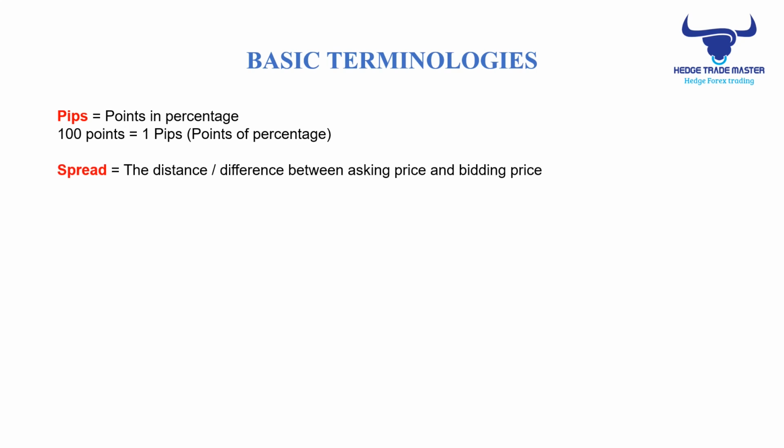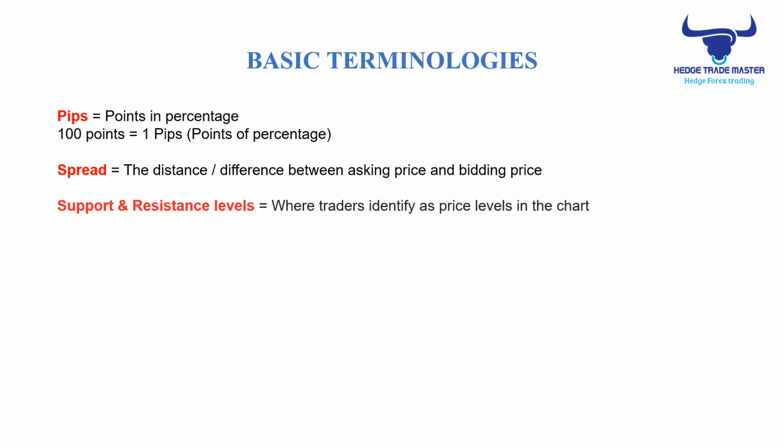Now next is the spread. The spread is the distance between the bidding price and the asking price. So that in the middle is the spread. This is where the binary options are trading. Okay, now next is the support and resistance level, which everybody knows already. These are the levels in the chart where we identify where the big stops are, where the price stops, sitting, and either it will go up or it will go down. So this is how the support and resistance works.